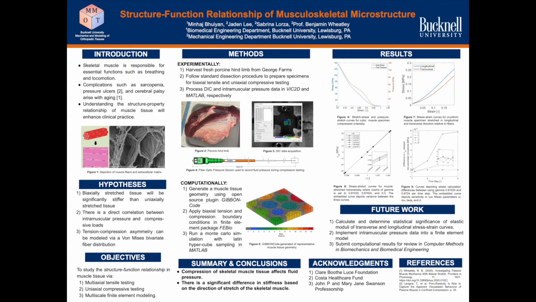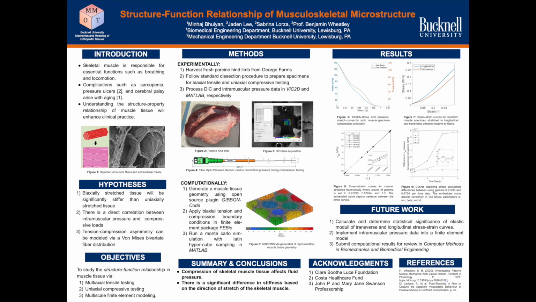Computational simulations were created to generate theoretical stress stretch curves for anisotropic asymmetric muscle tissue. First, muscle tissue was virtually generated via GIBBON code, an open-source MATLAB image processing plugin. Then, biaxial boundary conditions were applied to the geometry in the finite element package FEBio. Finally, a Monte Carlo simulation was used to find theoretical parameters that would generate stress stretch curves that would match experimental data via MATLAB. A relationship in the experimental data can be observed between microstructure and mechanical function.